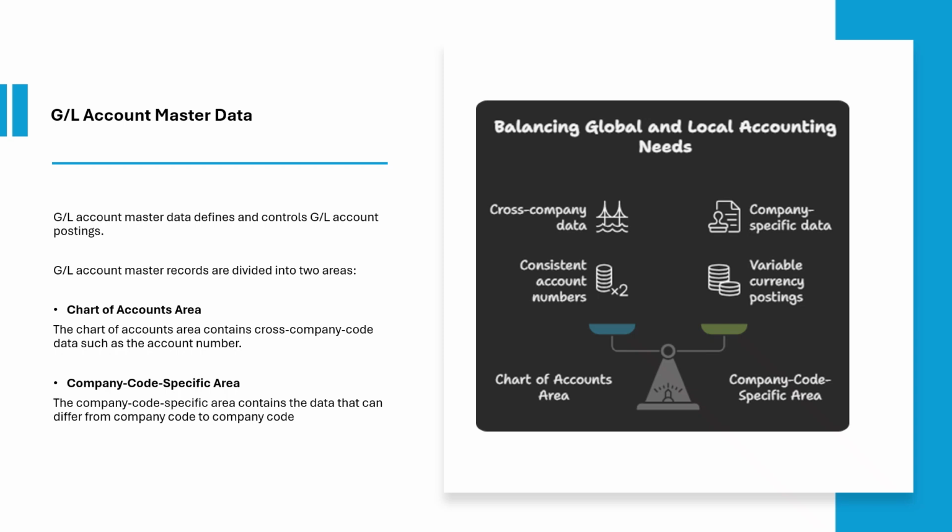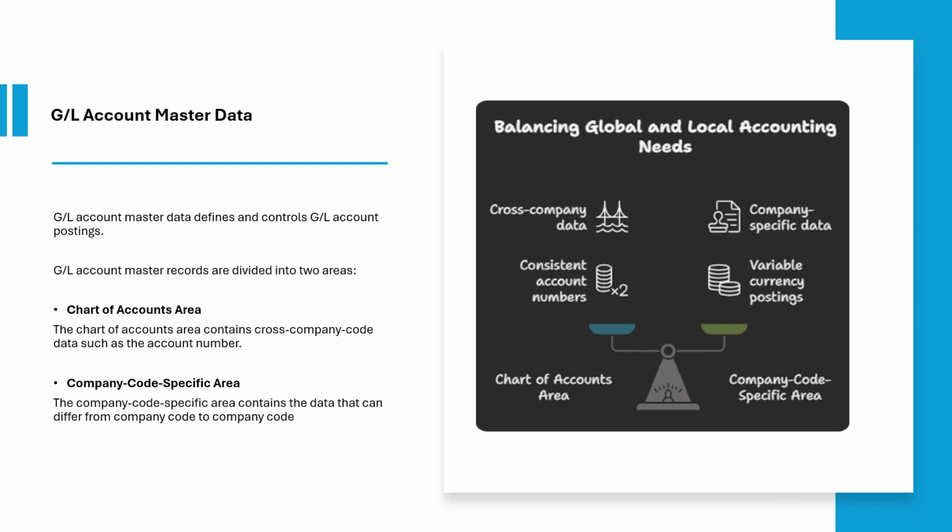Okay, and then as there are several company codes, multiple company codes, and every company code can have its own flavor for the general ledger accounts, right? So those attributes or characteristics are defined in the company code specific area.